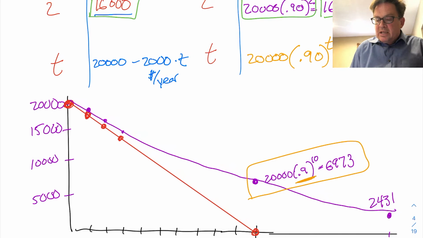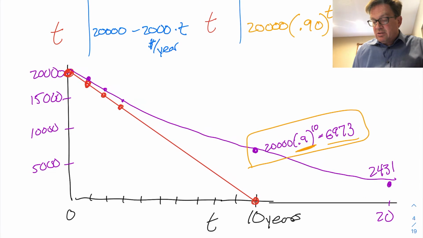If it decreases by 10% 10 times, that's 90% of 90% of 90% of 90%, 10 times. And that comes down to, if I calculated right, about $7,000. So when it depreciates exponentially, then it'll be a long, slower decline, and it'll never quite hit 0. It'll always be a small, tiny fraction.